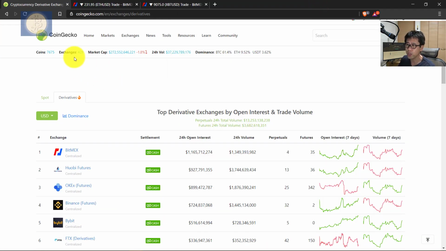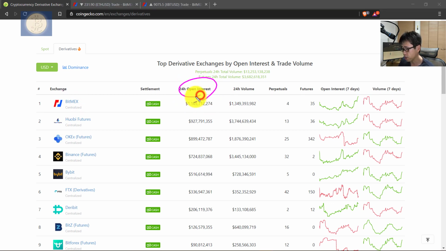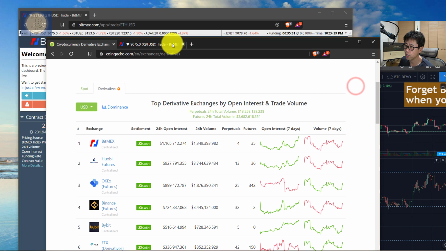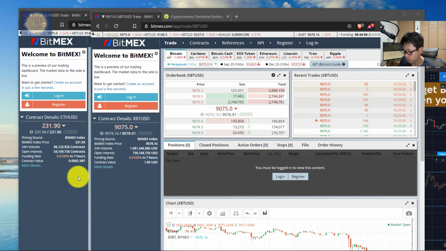Okay, so if we go to CoinGecko and take a look at which exchange has the biggest open interest, as of now it's BitMEX. Of course, this is the biggest derivatives exchange, in terms of open interest. Right, so I'm going to go side by side. Okay, so this is EtherUSD, and this is Bitcoin USD. And I want you to look at the open interest of Bitcoin and EtherUSD.